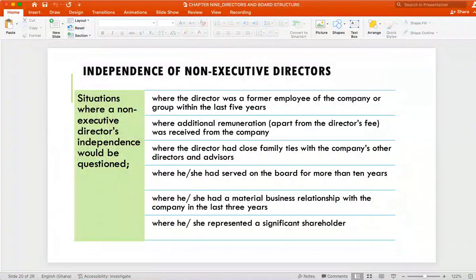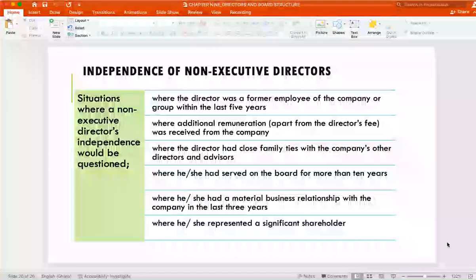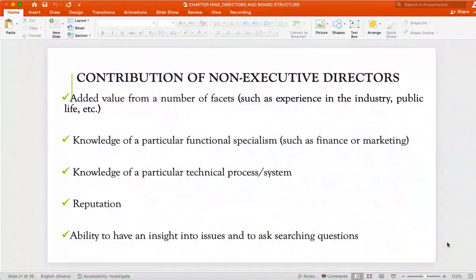Then the last point clarifies what I was trying to say. Where he or she represents or represented a significant shareholder. So you might be the shareholder or you represented a significant shareholder. Then you cannot be classified as an independent non-executive director. I hope we are clear with this point.